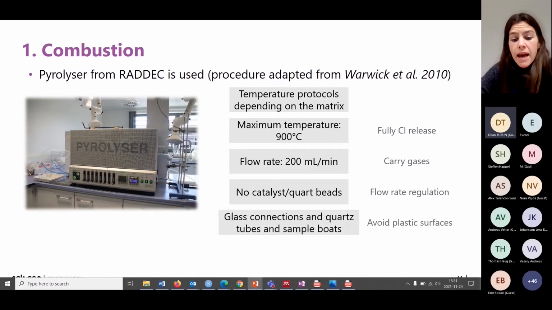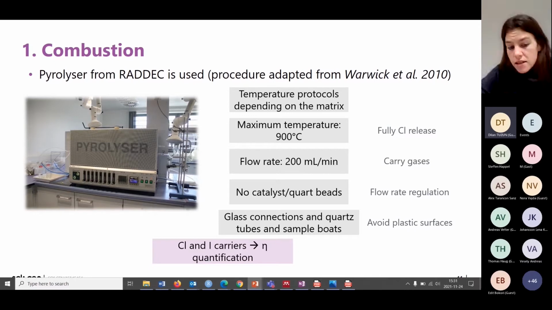No catalyst and no quartz beds were used in order to regulate the flow rate into the trapping solution. Glass connections, quartz tubes and sample boats were used in order to avoid any chlorine sticking on the plastic surfaces. Chlorine and iodine carriers were used for quantifying the chemical recovery and were added at the beginning of the procedure on the solid sample.